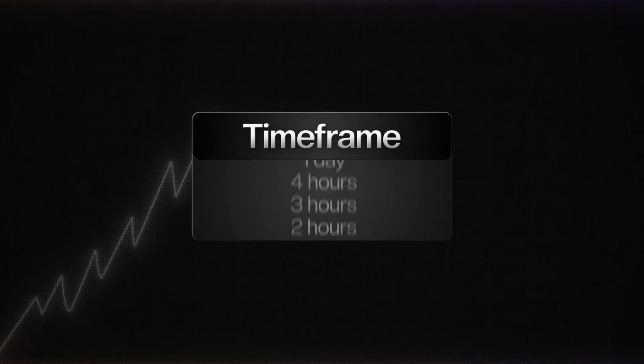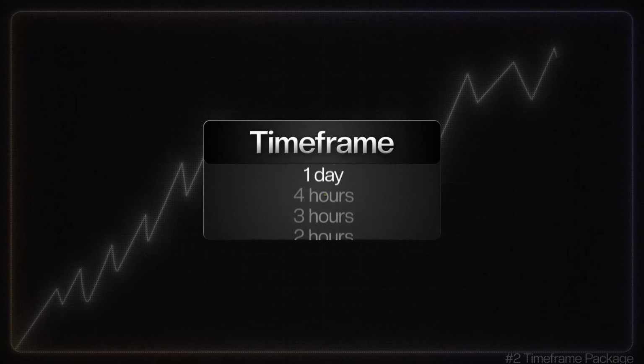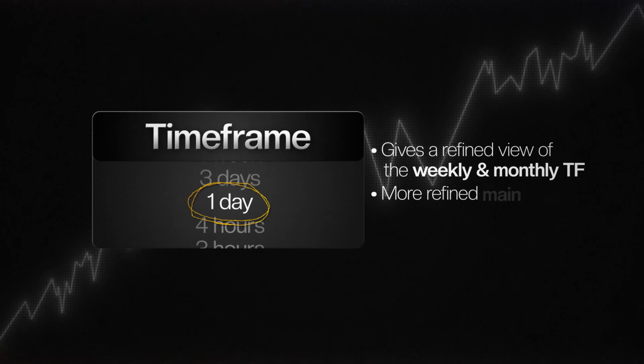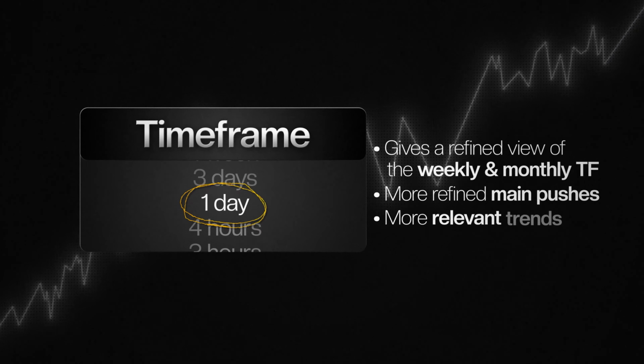When you go through your sequence of time frames, what I'd recommend is utilizing packaged time frames. The packaged time frames mean I use the weekly and monthly time frame as a package. They are both going to tell us the same information, and spending time on both of them is just a waste of time because you're going to get the same conclusion, as they give very similar information. The next one is the daily time frame. The daily time frame gives us a refined view of the weekly and monthly, gives us more refined main pushes, more relevant trends, and that's a great starting point.